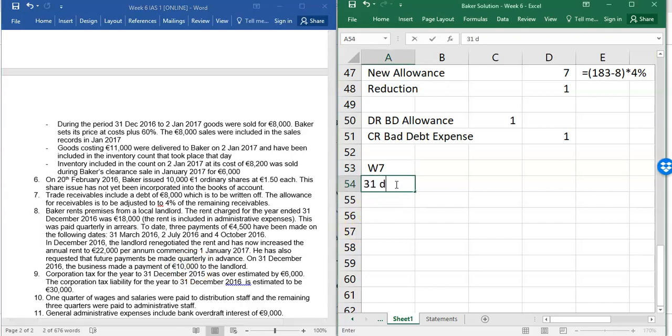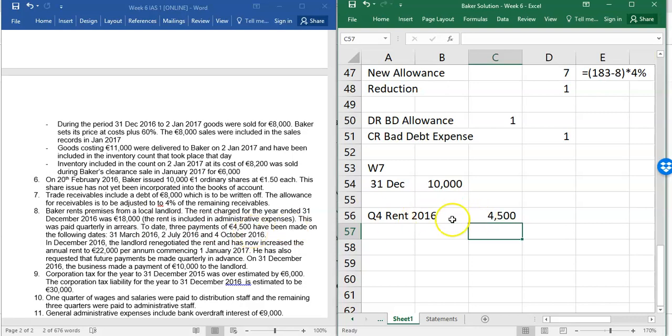But what we're told here is they've now made 2 payments at the 31st of December. So if we look at the 31st of December payment of 10,000, that's made up of 2 things. You have to read it carefully. It's made up of quarter 4 rent for 2016. That's in arrears, and they paid 4,500. So we know they paid at the end of March, end of July, end of October, but there's 1 payment left because it's 18,000 for the year, and that'll be 4.5 at the end of December because you pay at the end of each quarter.